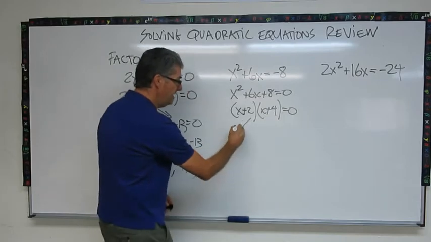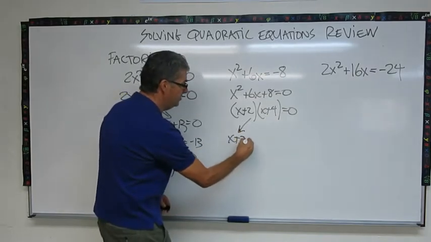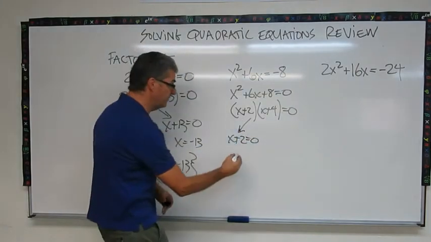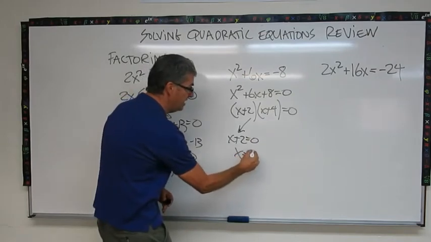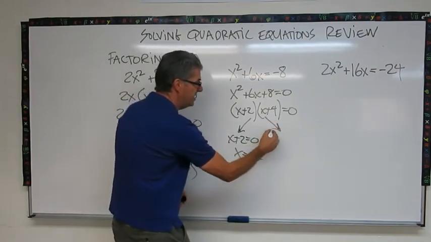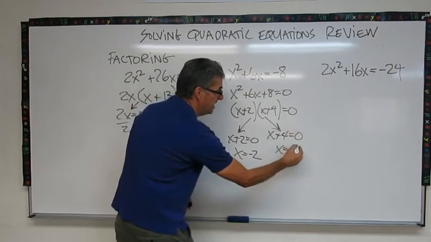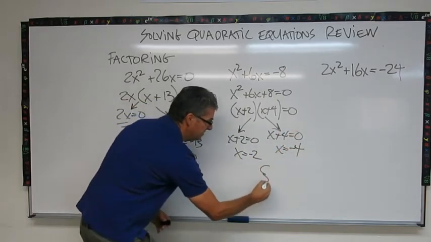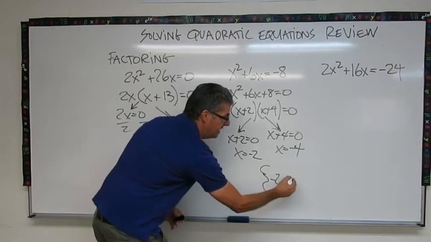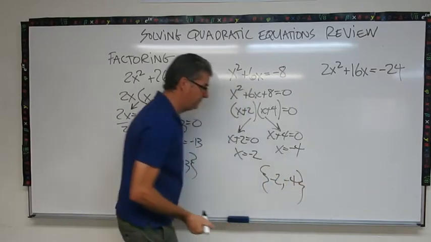Now I can do my branch. x plus 2 equals 0. Subtract 2 from each side. x equals negative 2. This branch is x plus 4 equals 0. x equals negative 4. So my two solutions here are minus 2 and minus 4.